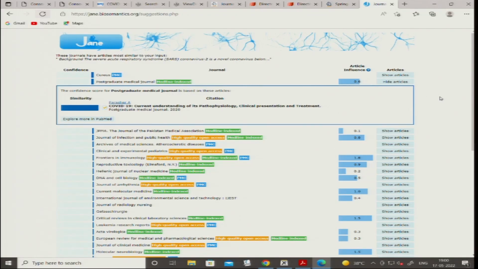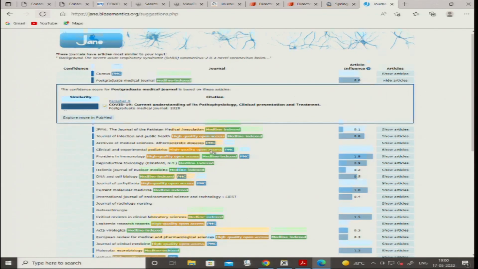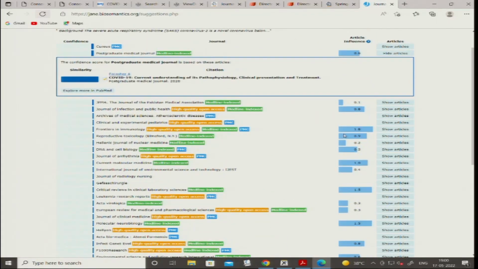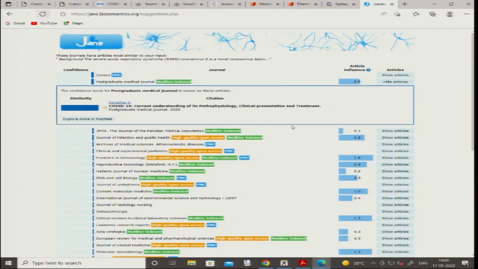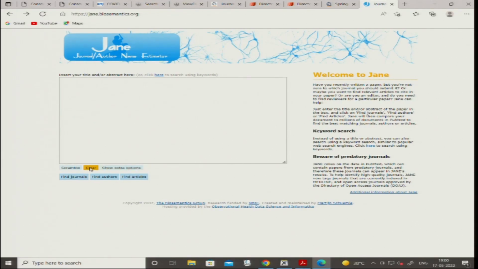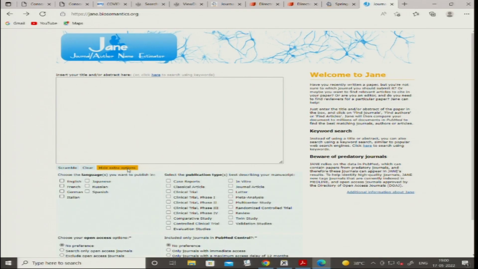So using JANE is also a very nice service where you get a huge range of journals all available, and you see the indexing is also given, and you find the article influence is also there. You can have the articles available over here. So JANE is the first journal finder service we are using over here. Okay, and when you click here, you can clear here and you can insert another abstract also, or when you go through this, there are extra options.